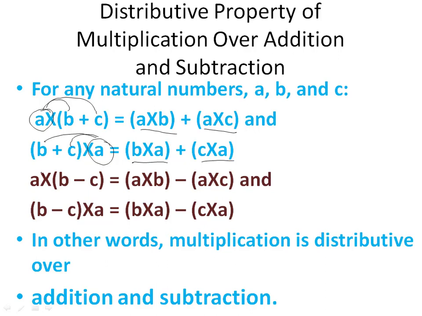Let's distribute a over this bracket, we make a times b. Here we get the first bracket, and we make a times c. We get the next bracket, and between them we put minus. Okay, let's distribute a over this bracket, a times b, and we have minus here, and we make a times c. So we distribute multiplication over addition and subtraction. That's the meaning of distribution.